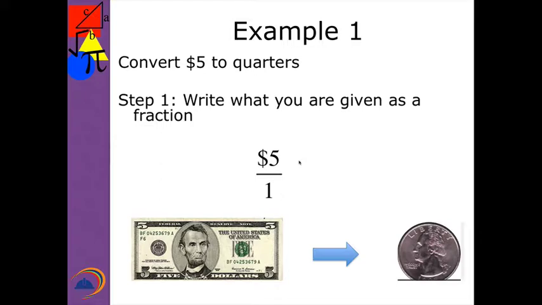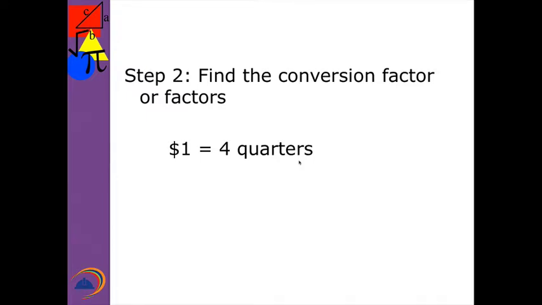So step 1 is on your note taker, write what you're given as a fraction. So write the $5 over 1. Please remember to write the units. All right, step 2. Find the conversion factor. This is one you probably just know from common everyday life, that $1 equals 4 quarters or 4 quarters equals $1.